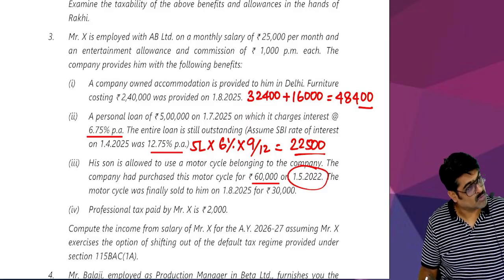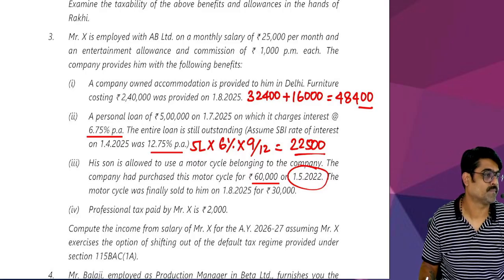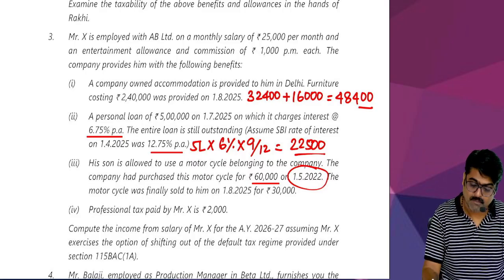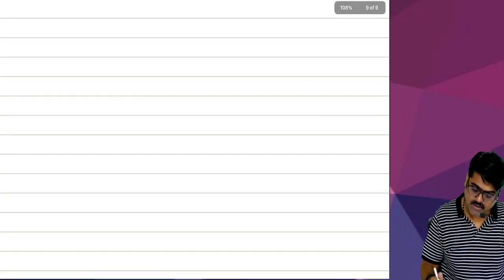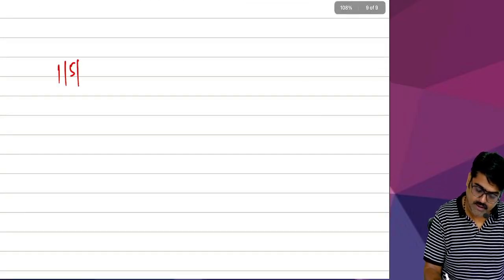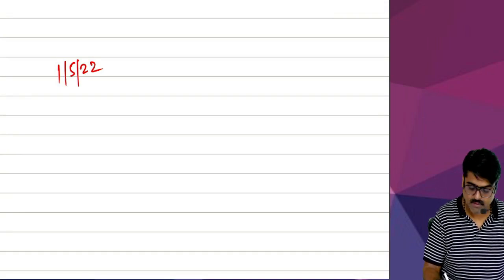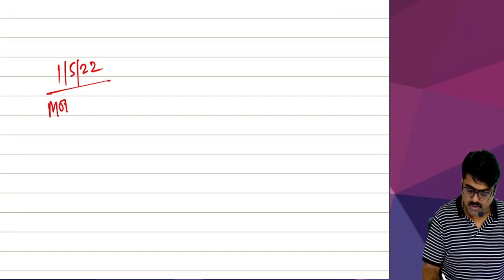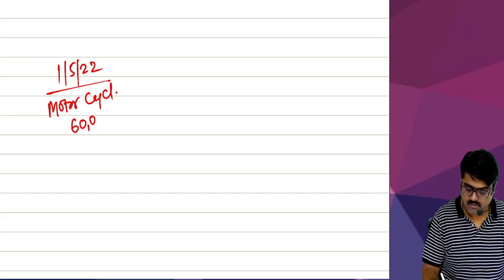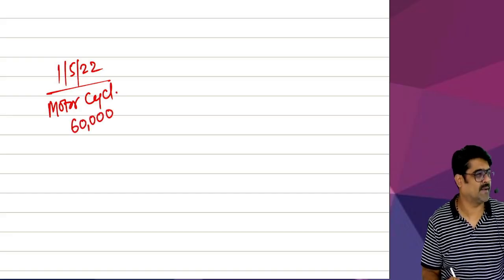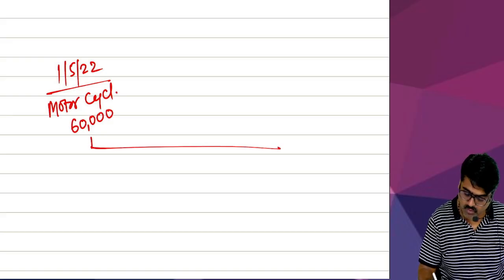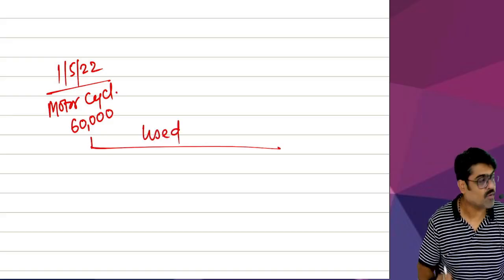Since then, this motorcycle was given to you. So what did the company do? On 1st May 2022, the motorcycle was purchased for 60,000. If nothing is mentioned, from this date it was allowed to be given for use.